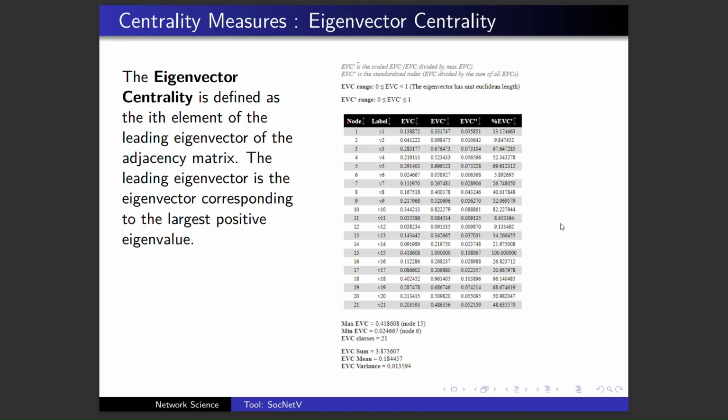It is already normalized. The last one we have is the eigenvector centrality. Eigenvector centrality for the ith node is the ith element of the leading eigenvector of the adjacency matrix of the network. The leading eigenvector is just the eigenvector corresponding to the largest positive eigenvalue. Again, SocNetV returns a report which specifies the eigenvector centrality for each node.